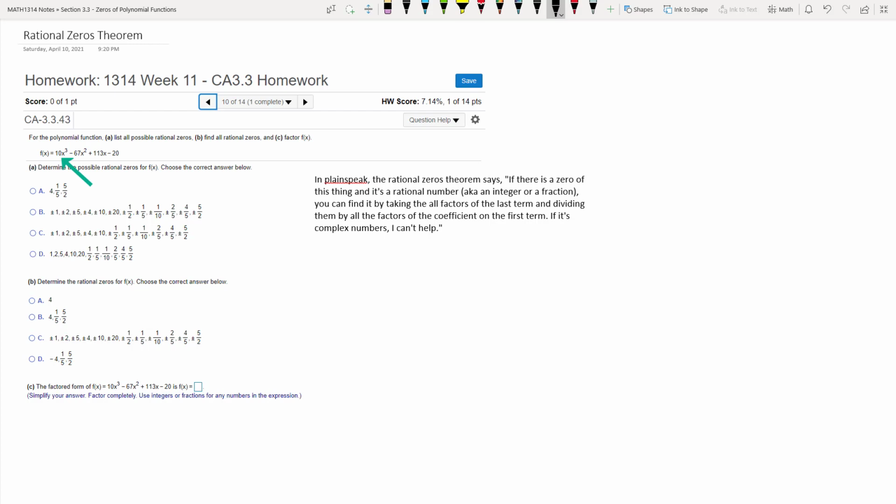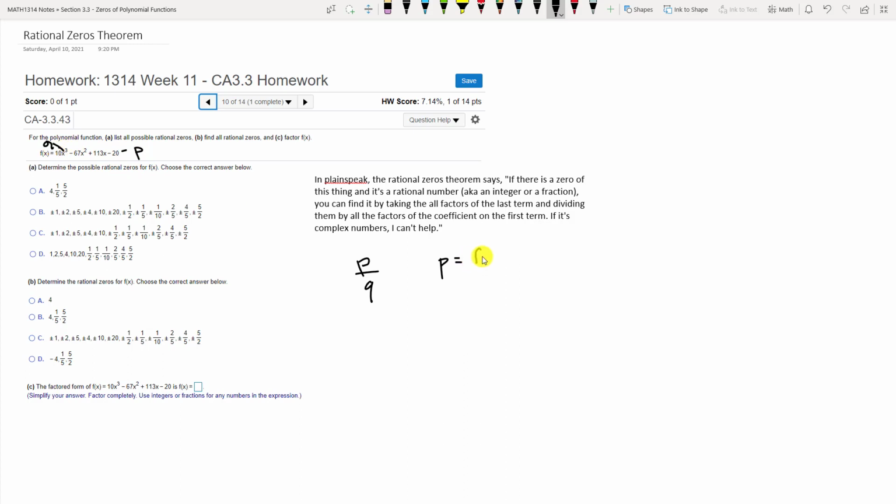If it's complex numbers, I can't help. That's what the rational zeros theorem says. The textbook is going to say it in a more efficient, maybe more high-speak way, but I'm stating it as clearly as I can. So what we do is we call this P over Q, a fraction, and P is all the factors of this number 20. Over here, this is what we call Q.